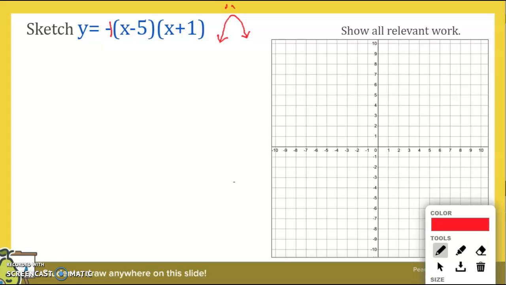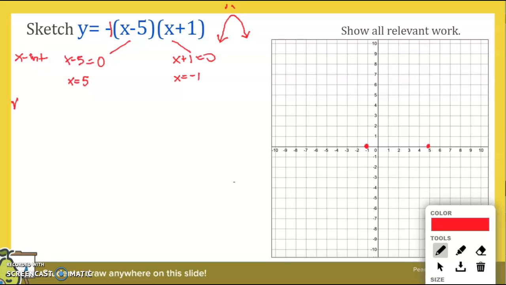Then let's find the x-intercept. To do that, we set each of the factors to be 0 because y is going to be equal to 0. So x minus 5 is equal to 0, or x plus 1 is equal to 0. So from here, I add 5 to both sides and I get x is equal to positive 5. And from here, I subtract 1 from both sides and I get x is equal to negative 1. So positive 5, 0 is right here. Negative 1, 0 is right here. Okay, so those are my two x-intercepts.